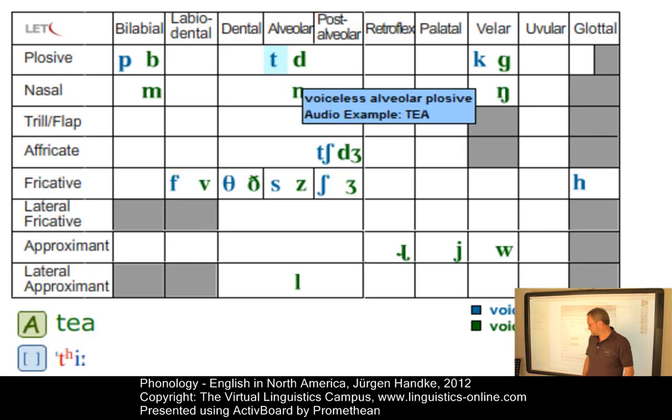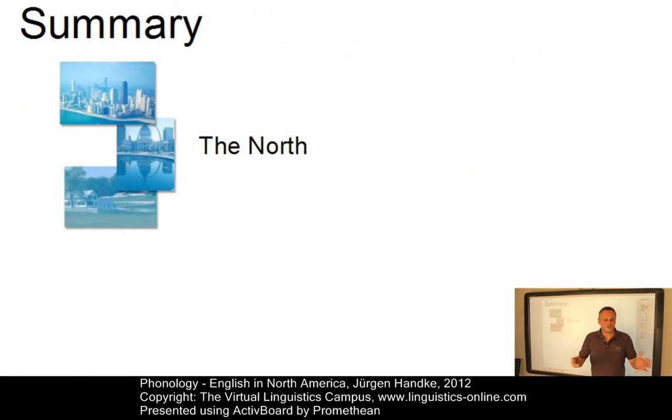Let us summarize. Just like in England, we have no uniform dialect situation in the United States, let alone in North America. However, the phonological dialect used in the North, where we find the big industrial centers, is the accent that most learners of American and North American English would use as a reference model for their pronunciation.